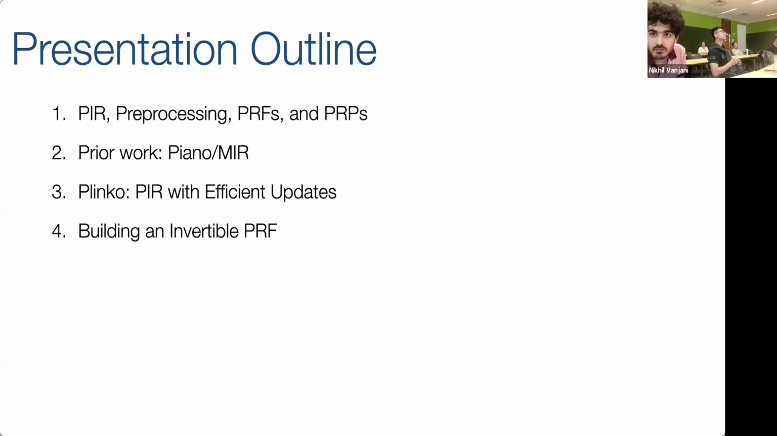So here's the outline. I'll first start with some preliminaries, talk about what PIR is, what preprocessing is, and then I'll recall the definition of PRFs and PRPs, because we're going to build an invertible PRF later. And then I'll talk about some prior work, and how we pretty much directly work off of prior work and improve it in specific ways. And then sections 3 and 4 will be the bulk of what's novel in the paper.